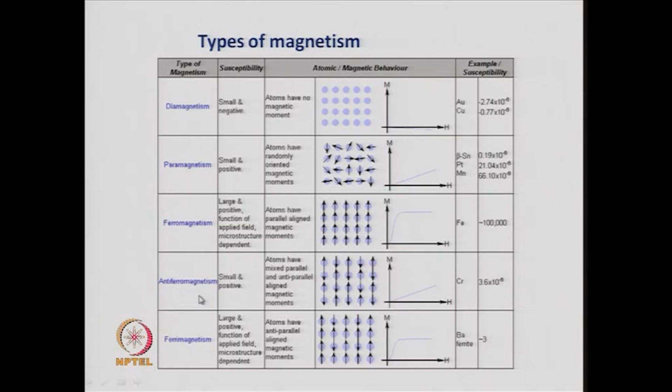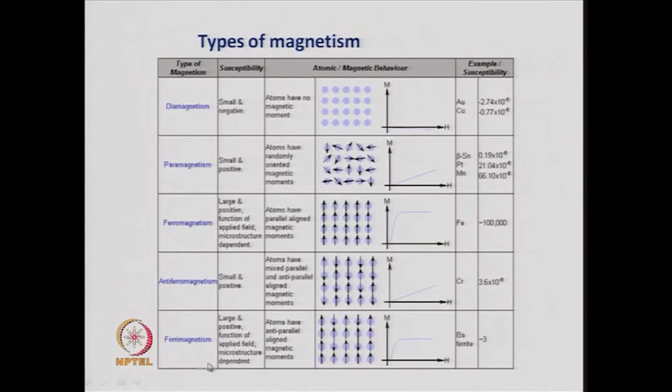In antiferromagnetism, it is small and positive because the dipoles are all arranged opposite to each other. So, it may be close to 0, but it is normally small and it is normally positive, and as you apply a magnetic field, it tends to increase slightly. So, this value is again very small, you see 10 to the power minus 6, but it is positive, and the moments here are aligned opposite to each other in alternate positions.